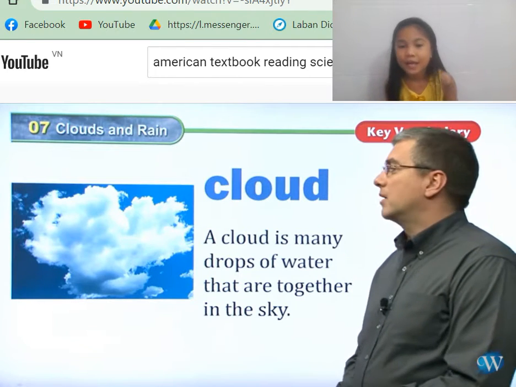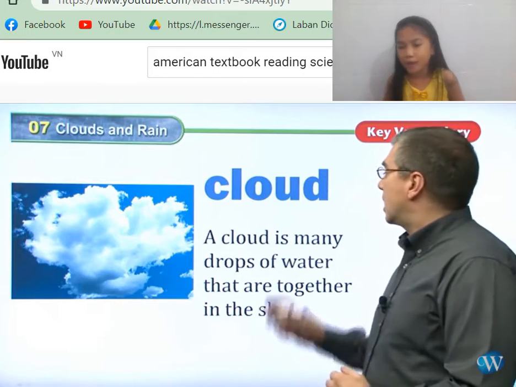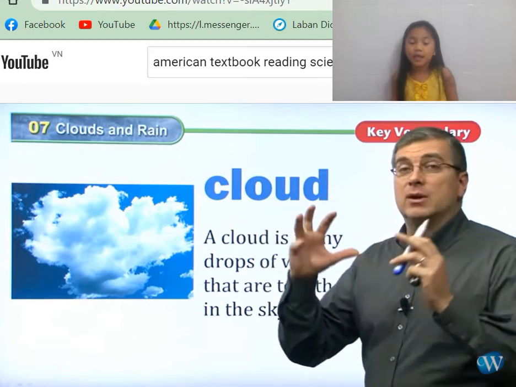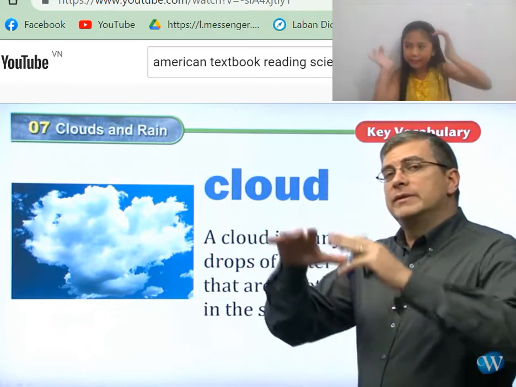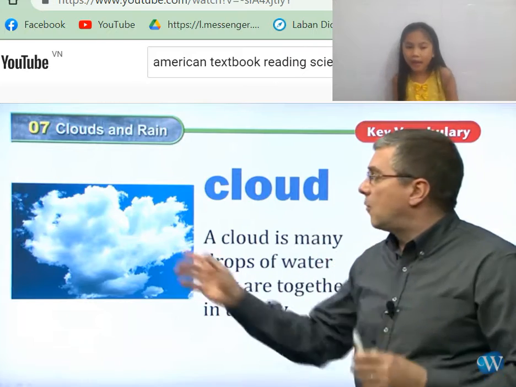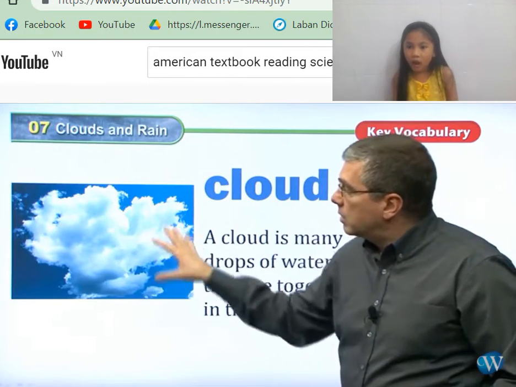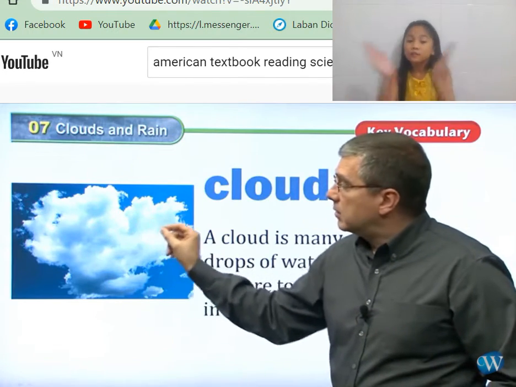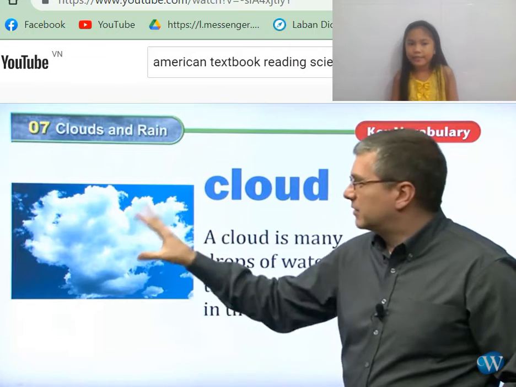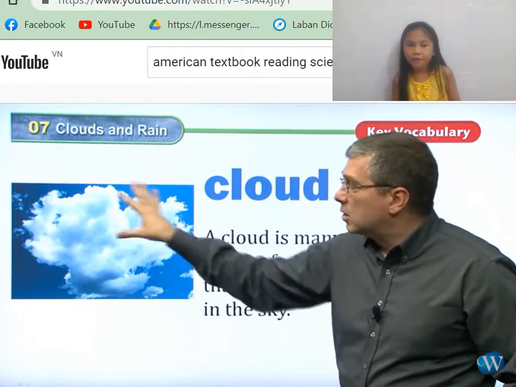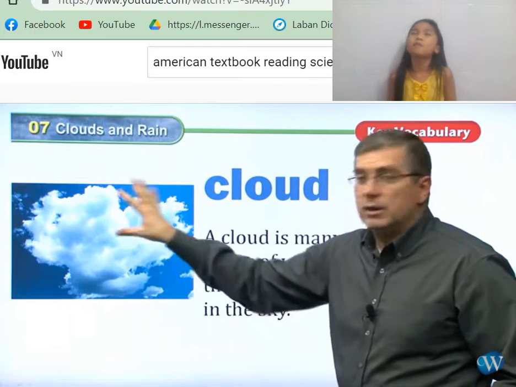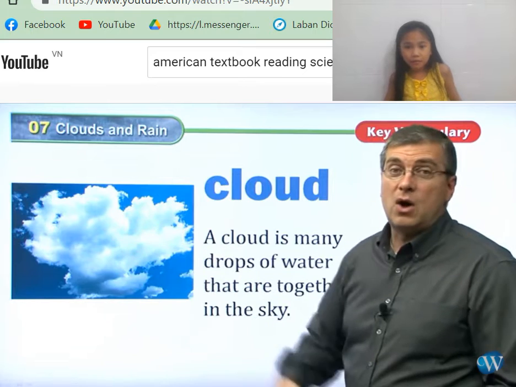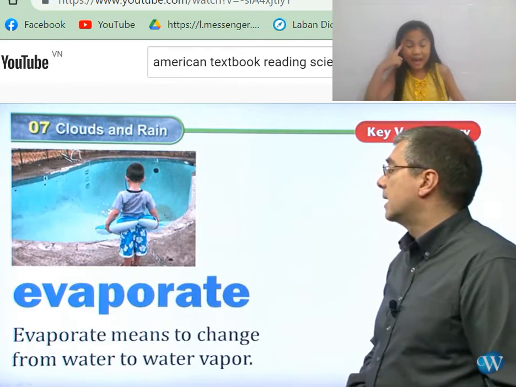Next, we have clouds. Now, a cloud is many drops of water that are in the sky together. Okay, so clouds are very big and they usually are white. Sometimes they're red or blue or light blue. Other colors. Many colors together to make one cloud. They usually are very, very big. And some people can see they look like spaces. Many shapes that they can imagine.